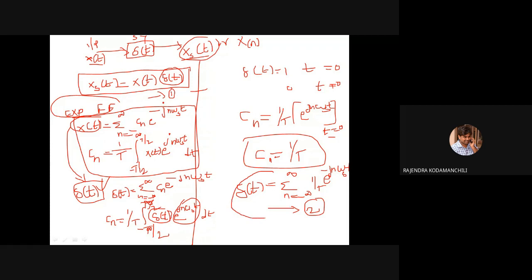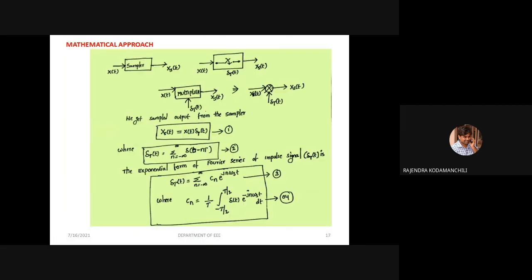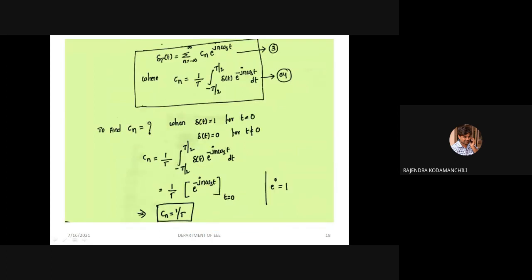Now we are getting the delta of t value. This delta of t value is substituted in equation number 1. Okay, here the story is done. So this is equation number 1. This is called the exponential form of the Fourier series.